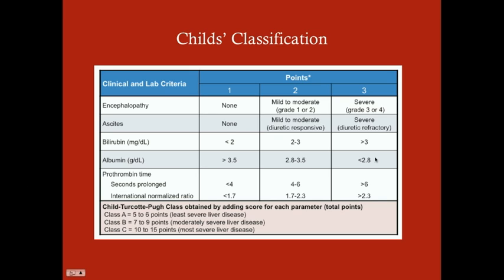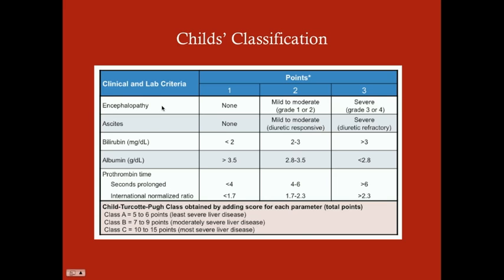So the Child's classification, you can put them into classes A, B, and C, and all you're doing is adding up the points. Now, you don't need to memorize this for the USMLE. You'll always be able to access this if you need to in a clinical setting, but it's good to know some of the various parameters that make a candidate a better surgical candidate or a worse surgical candidate, a poor surgical candidate. So some of the things that we look at first and foremost is encephalopathy.